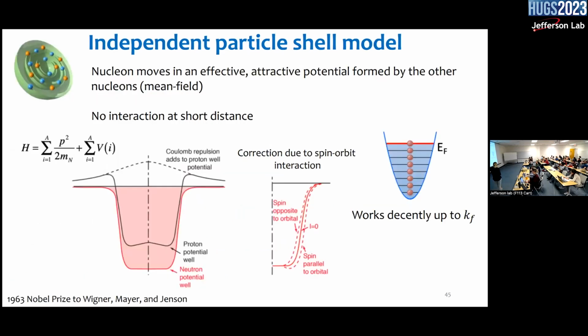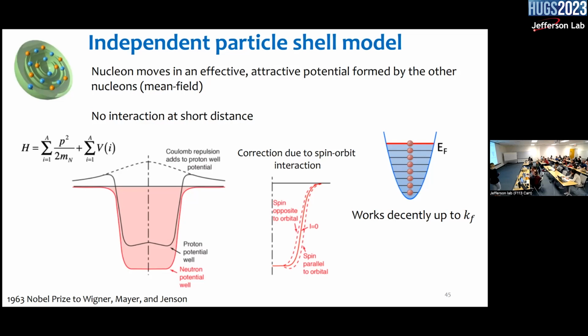Okay, so we'll take a step back now. We'll go back to our independent particle shell model. We'll just make our very simple model. So nucleons move in an effective, attractive potential formed by other nucleons. And so there are no other interactions here. No interactions between 2 nucleons, no interactions between 3 nucleons, that's it. The Hamiltonian can just be written in terms of that particle and its potential, which is inside this well. Okay, and so this works decently.